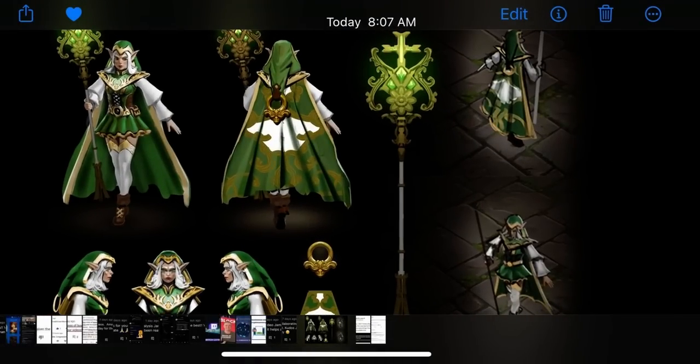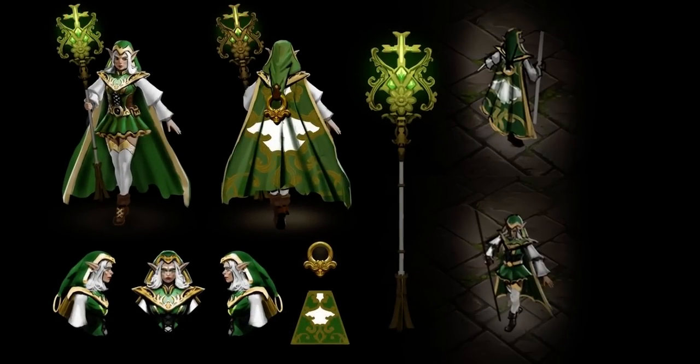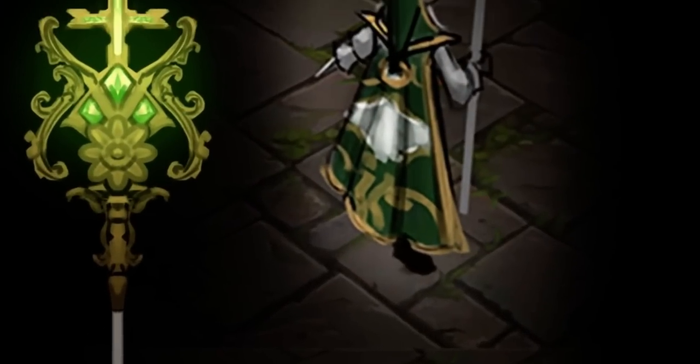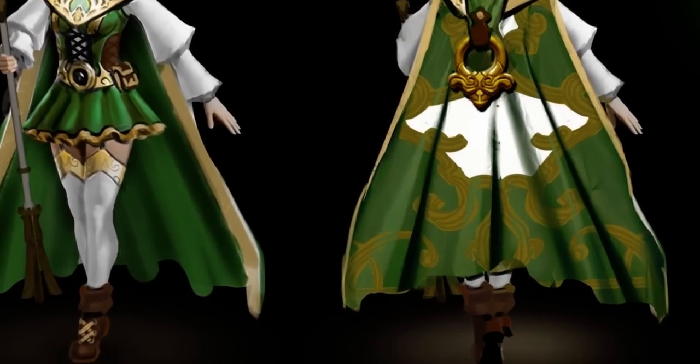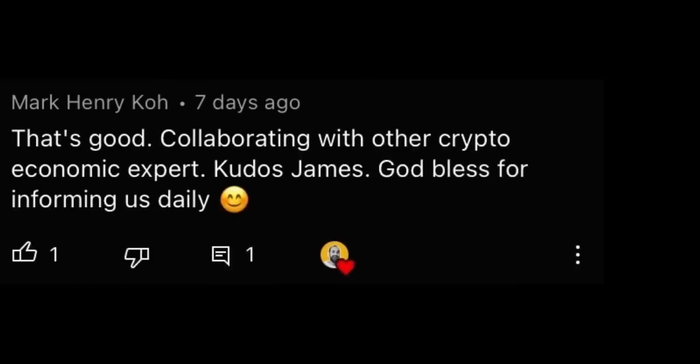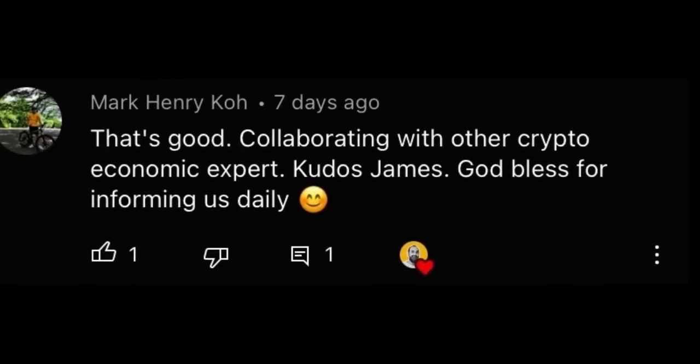This is one of the characters from Magicraft coming to life. These were her 2D drawings, and this is her 3D animation coming to life, the healer. That's good, collaborating with other crypto economic experts.